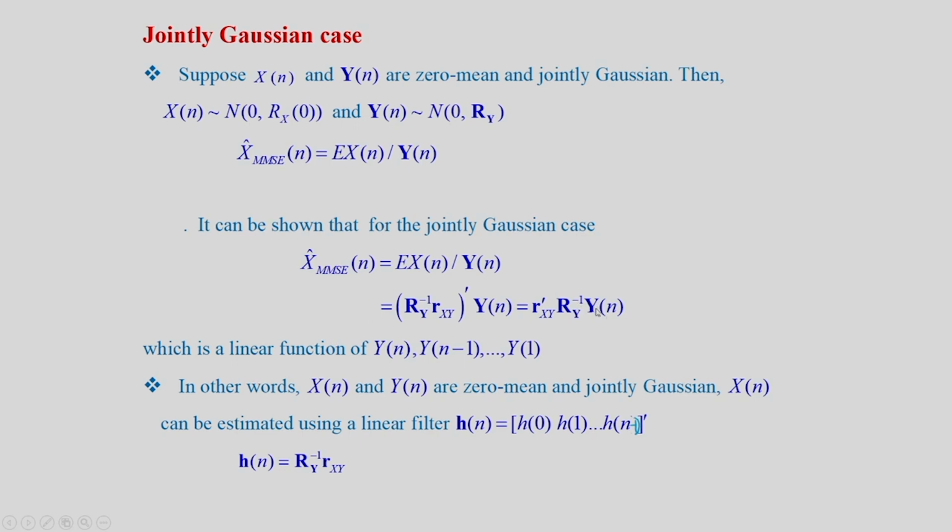Clearly, this is a linear combination of yn minus 1 up to y1. In other words, if xn and yn are 0 mean and jointly Gaussian, then xn can be estimated using a linear filter Hn, which is given by a vector comprising of H0, H1 up to H of n minus 1, and it is related to the autocorrelation matrix and cross covariance vector by this relationship. Hn is equal to Ry inverse into Rxy vector.